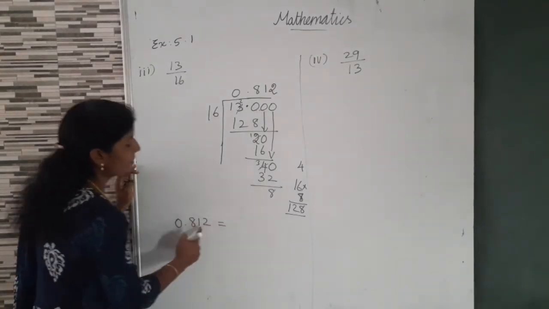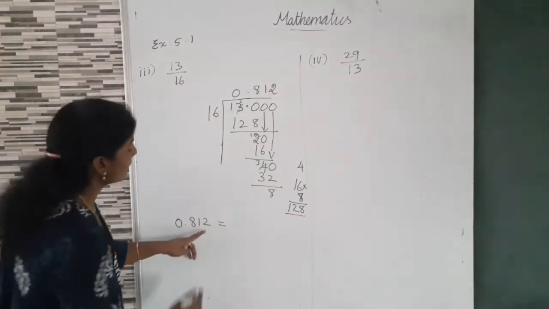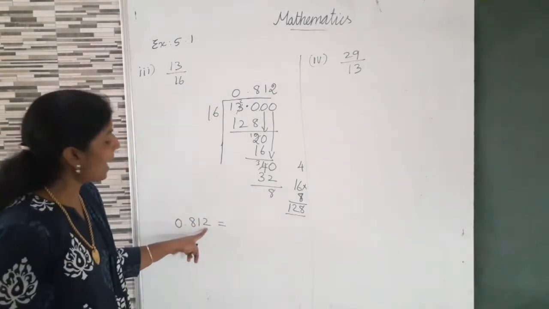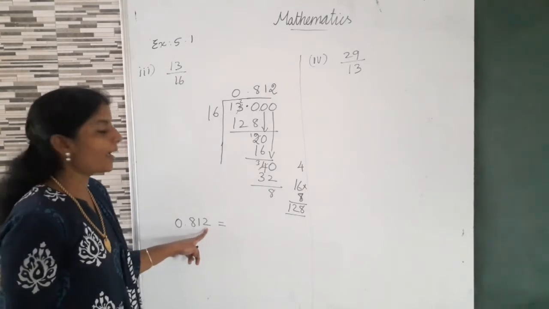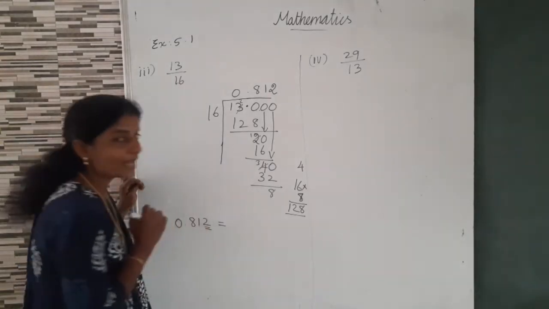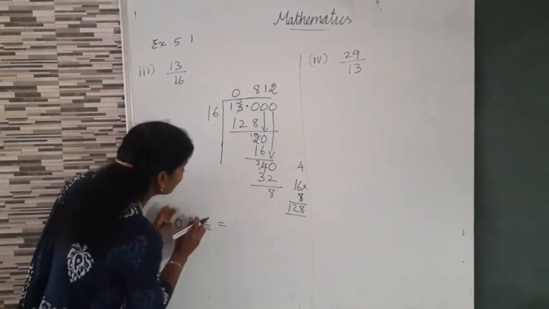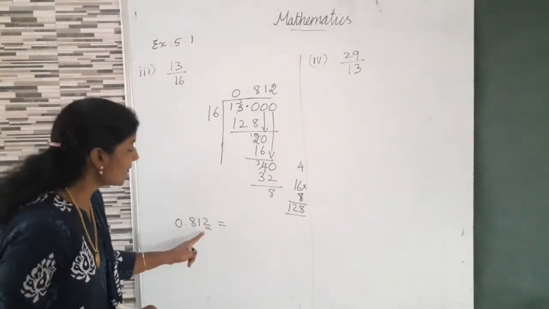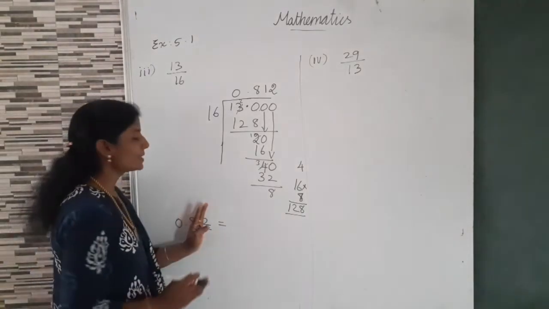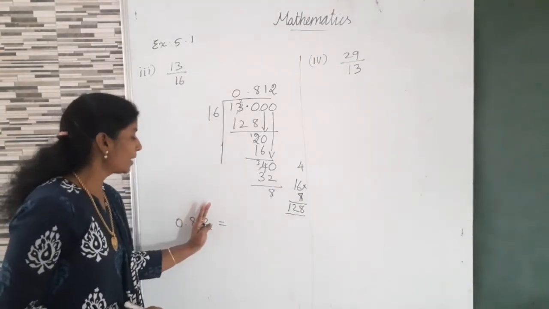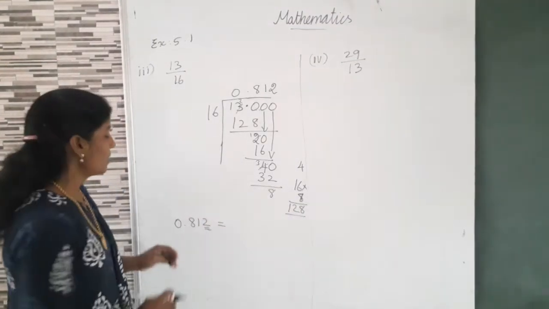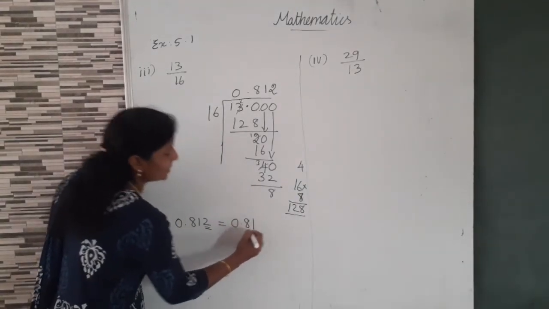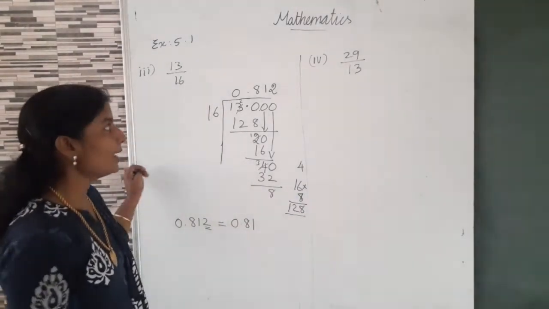0.812 is equal to... up to the hundredths place we need. So we can see this is the thousandths place. The thousandths place is less than 5. This is the nth term, which is 1. This n plus 1th term is 2. That is less than 5. So we can remove this n plus 1th term, and any remaining digit we can omit. So what's the answer? 0.81 is the answer. Okay.